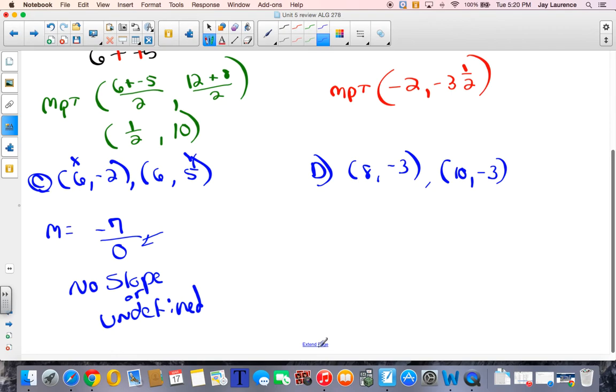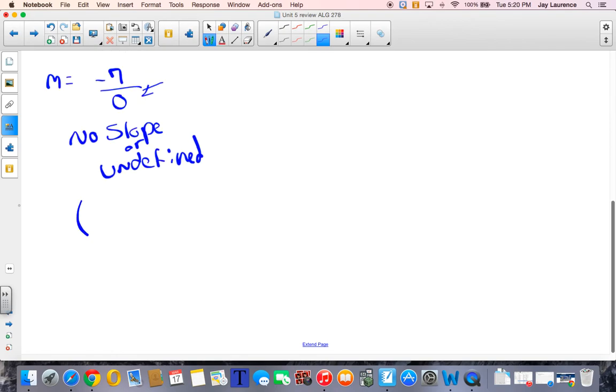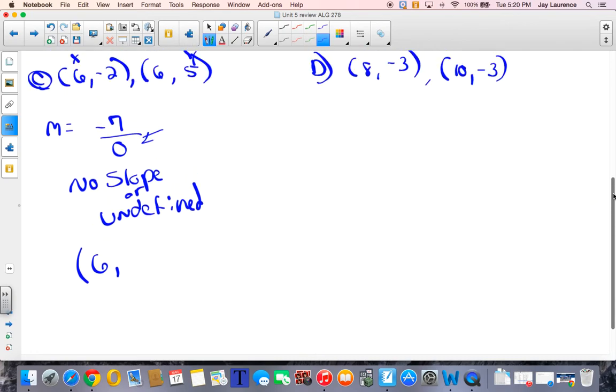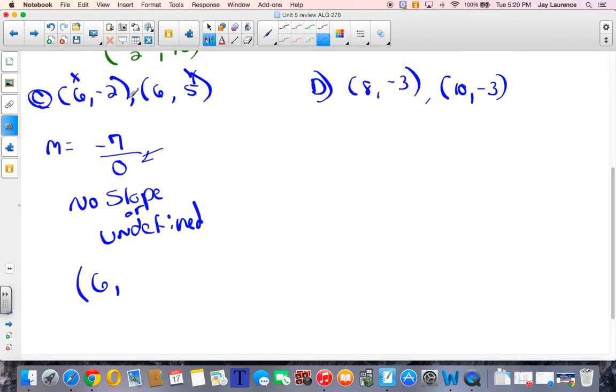All right, the midpoint, averaging the x-coordinates is easy, right? What point is in the middle of 6 and 6? 6. If I add negative 2 and 5, I get negative 3. No, I get positive 3. Negative 2 plus 5 is 3 divided by 2. So I could say it's 6 and 1.5. Or you could use the decimal version of 1.5 like that.